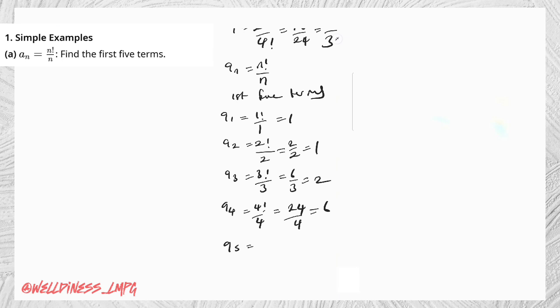Now, a_5, you substitute 5 everywhere you see n, so that will be 5 factorial divided by 5. And 5 factorial will give you 120, so that will be 120 divided by 5. And 120 divided by 5 will give you 24.